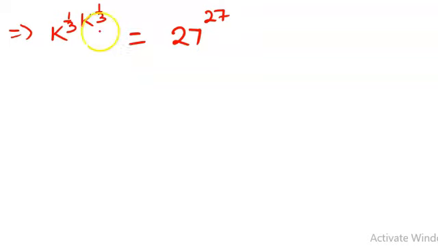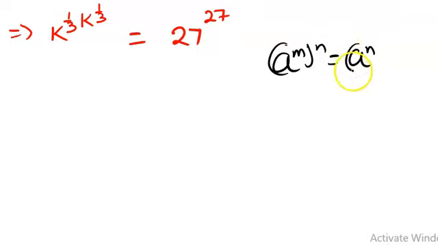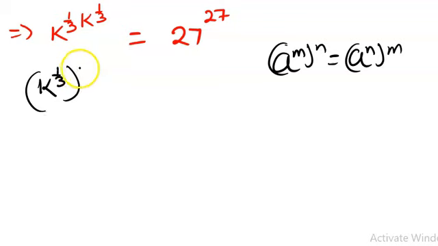Now the same from indices, a raised to the power m, all raised to the power n can be written as a raised to the power n, all raised to the power m. So we are going to have k raised to the power 3, all raised to the power k raised to the power 1/3, which is equal to 27 raised to the power 27.